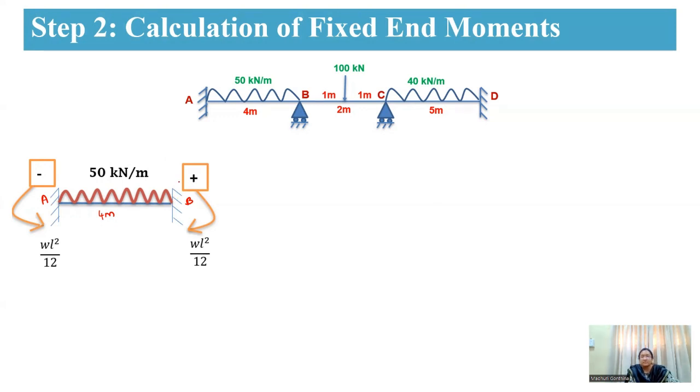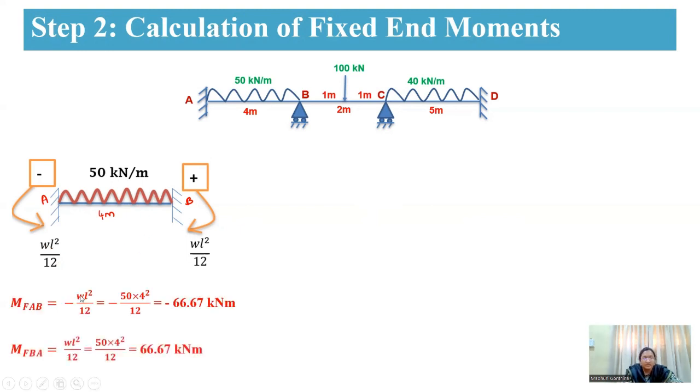The sign convention in the slope deflection method is that you consider clockwise moments to be positive and anti-clockwise moments to be negative. These are the fixed end moment formulas used when you have a UDL. This is WL square by 12 and this is also WL square by 12, but of opposite signs. When you use these equations and find the fixed end moments, you get these values, MFAB and MFBA. This is for the first span AB.